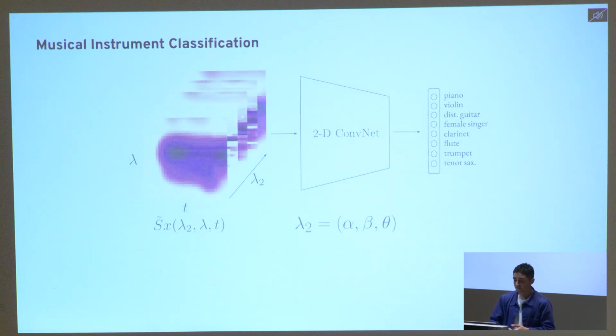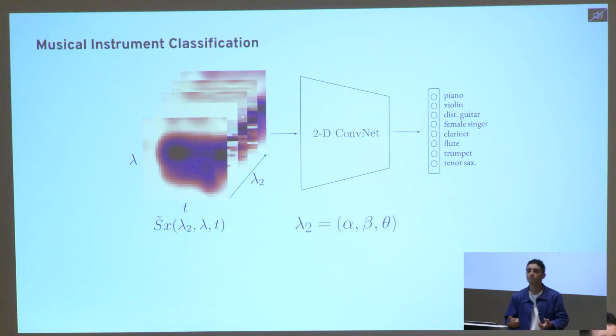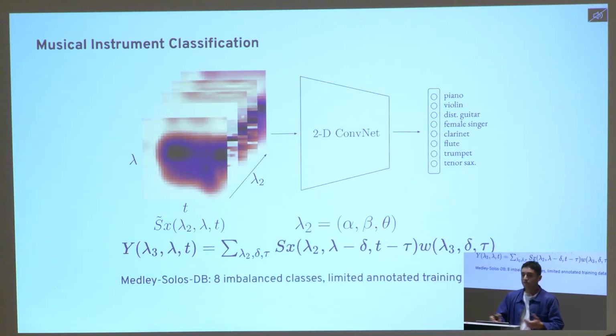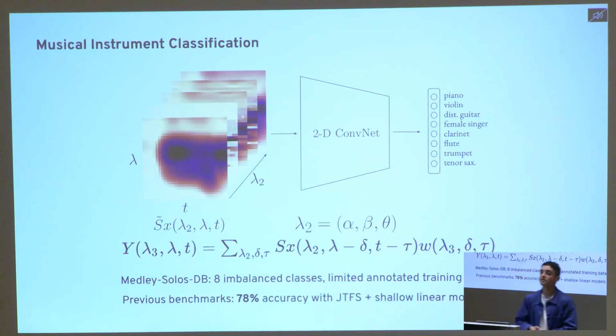So now on to musical instrument classification. We designed a two-dimensional convnet to perform musical instrument classification on a 3D structured joint time frequency scattering tensor. We use the Medley Solos database, which is a challenging data set due to its class imbalance and limited annotated training data. Previous benchmarks, 78% accuracy with joint time frequency scattering and shallow linear models. So this is the first instance of using time frequency scattering in interface with a learned convolutional net.